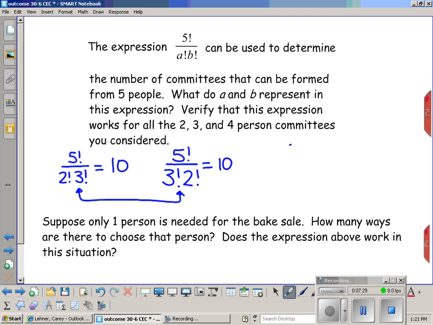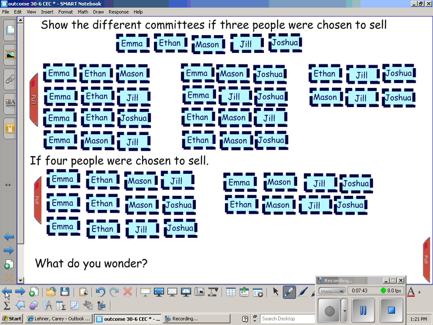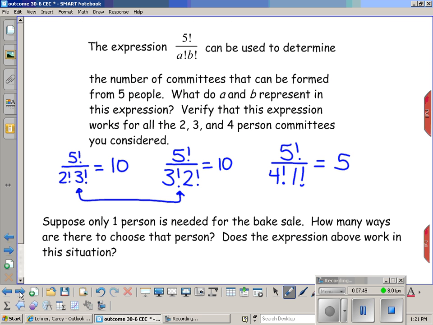Let's check the 4 person committee. 5 factorial, so we're going to choose 4 people. That means 1 person is not chosen. We get 5. Let's go back and have a look. There were 5 different combinations when we chose 4 people. So we verified that that works when we say A is how many people we're choosing and B is how many people we're not choosing.